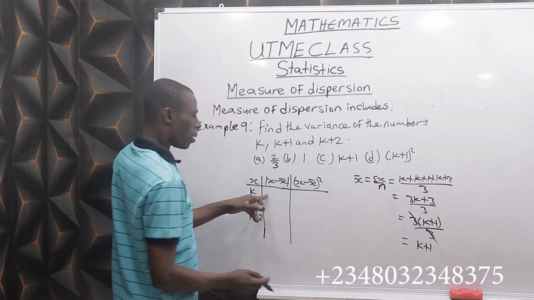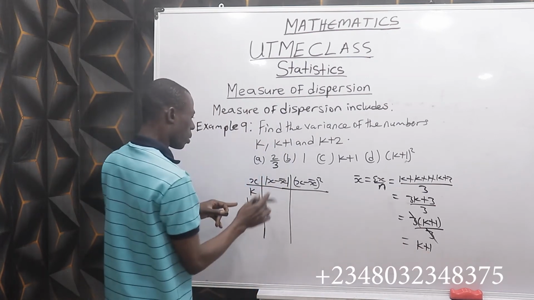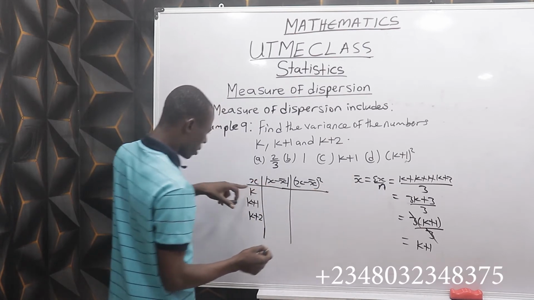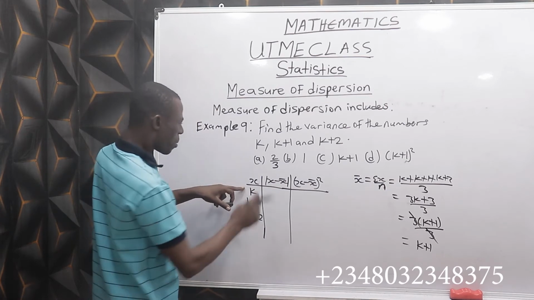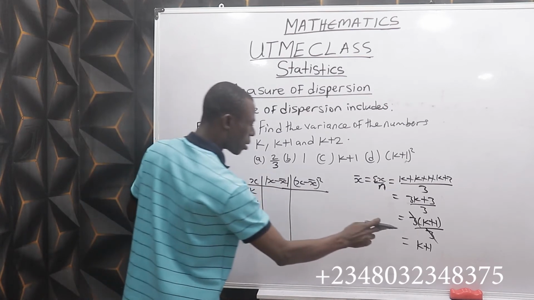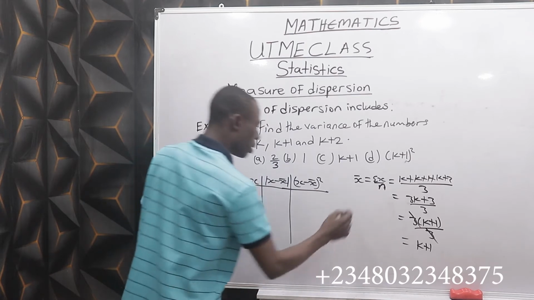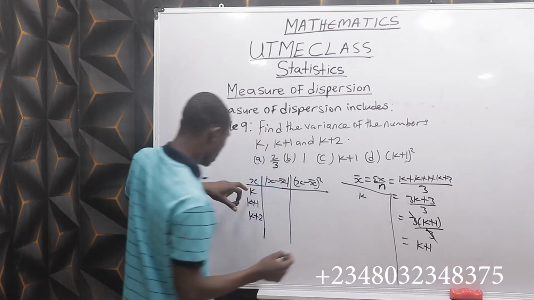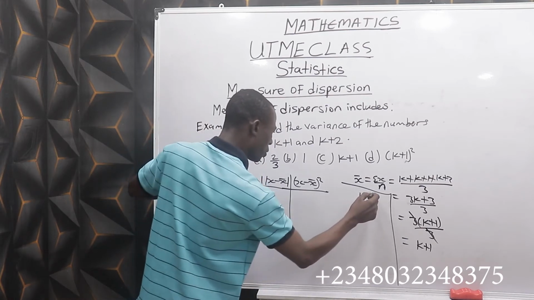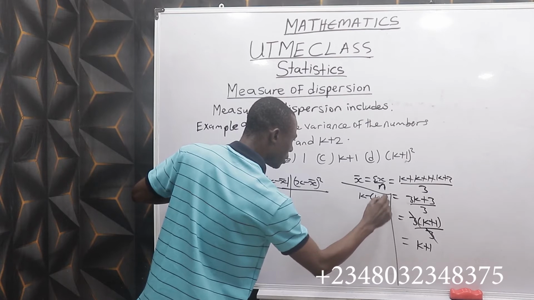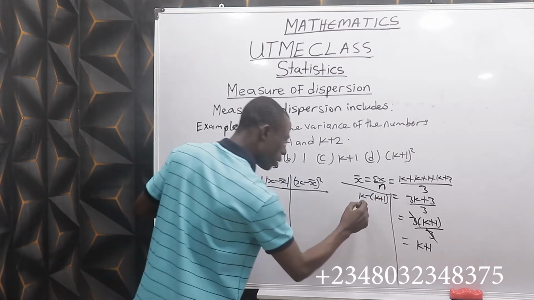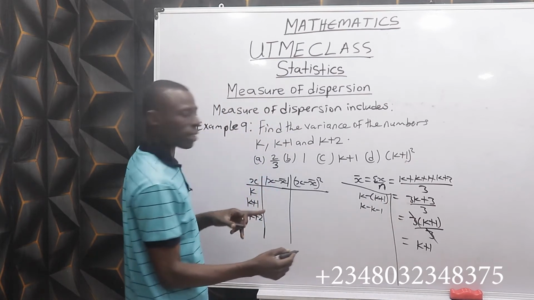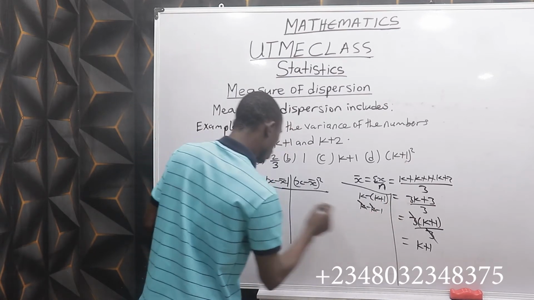Now, let's use the mean here. The mean is x bar. X value minus x bar. These are our x values. k minus k plus 1. Let me work it here for you so you see k, this k, minus k plus 1. That is what we are doing. This means k minus k minus 1. You open the brackets with the negative sign. So this, take care of this, you have minus 1.